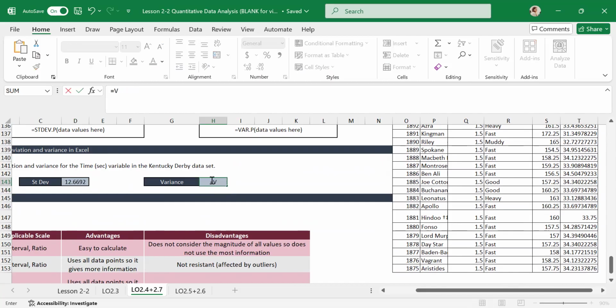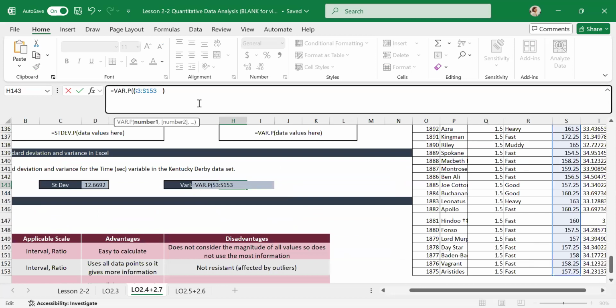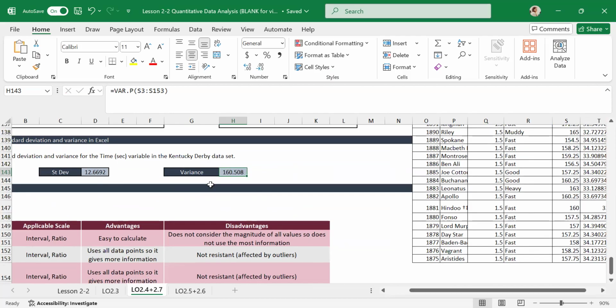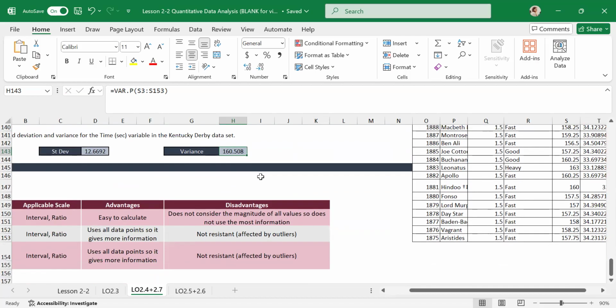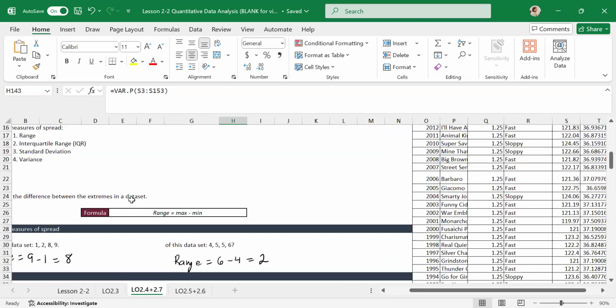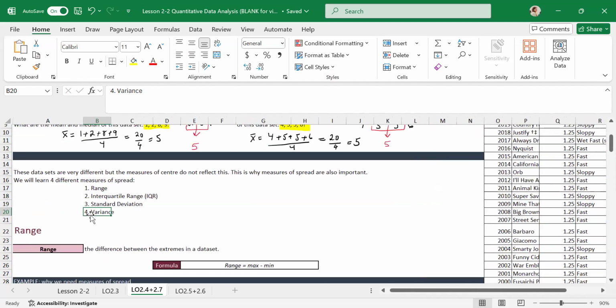For the variance, I could either take this number squared, that would be the variance, about 160.5, or to actually use the formula, it would be var.p. Again, because we have a population, we have every single value, every single year the Kentucky Derby was run, var.p, and select my data and press enter. And again, it would give me the same number, 160.5, but I calculated it with the actual formula rather than just taking the standard deviation squared. So those are our 4 different possibilities for the measures of spread. We did the range, the interquartile range, the standard deviation, and the variance.